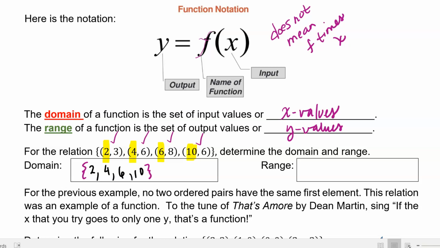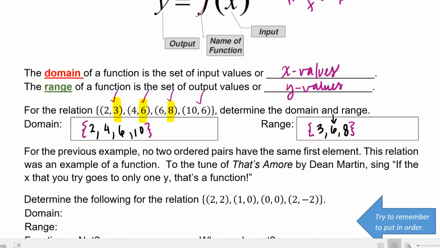And similarly with the range, you're choosing the y values at this point. So we have the y values, and as you can see, one of our y values repeated. So we have 3, 6, 8. We have another 6, but we already included 6 in our range, so there's no need to repeat that value.